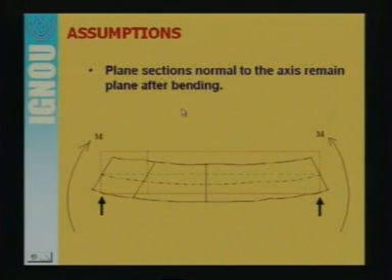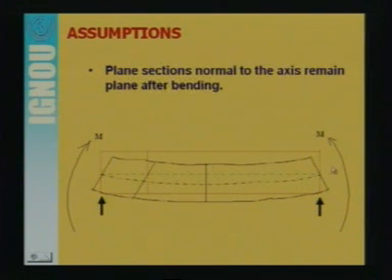But here we are taking one assumption: that plane sections normal to the axis remain plane after bending. What is the meaning of it here? If you see in the original beam, which is shown in red color, this is the end plane, this is another plane. These two planes are parallel to each other. Let us see what happens after bending.